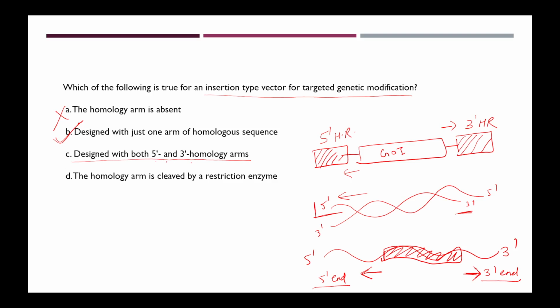Then these kinds of arms are present in which kind of vector? Yes, the replacement kind of vector. There double crossover is happening. The homology arm is cleaved by a restriction site. No, it's not correct.